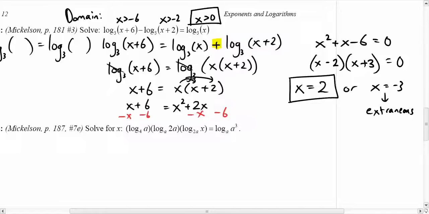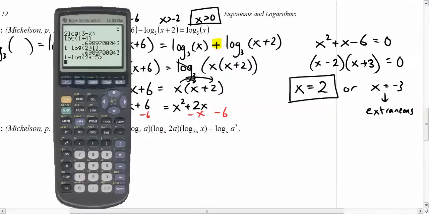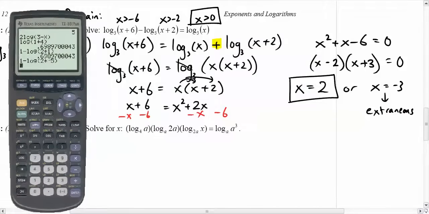Now how can I check this? It's base 3. Change of base rule. First I'm going to store 2 as my x value. So I can write the left-hand side as log of x plus 6 divided by log 3. That's a change of base. I can divide the two logs, and then log of x plus 2 divided by log 3. And then I'll try log x divided by log 3 for the right-hand side. Please be the same. Yay! It works.